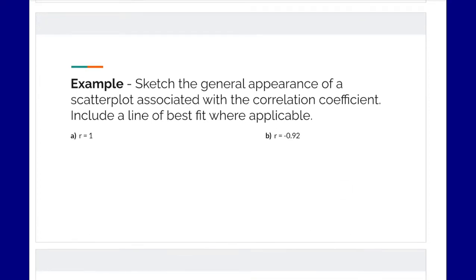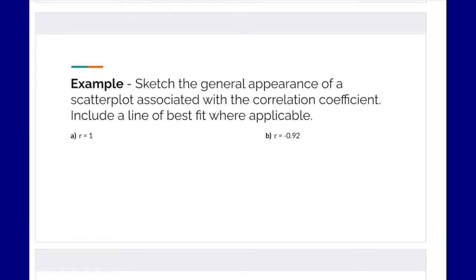For example, we're just going to sketch what we might think the general appearance would be of a scatter plot associated with the correlation coefficient. We're going to include a line of best fit where applicable, but right now we're just going to look at trying to draw the points, or what the scatter plot might look like. The line of best fit we could draw through.